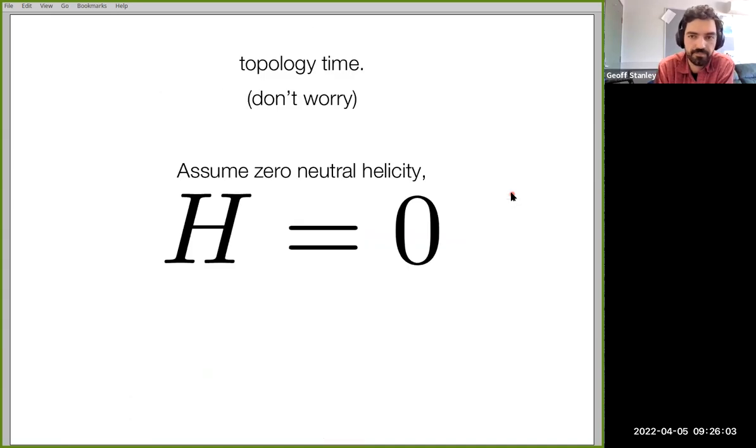Okay, so now we're going to get into the topology. It's actually very simple in terms of the topology that we use, and I'll explain it all with pictures. So if you've never even heard the word topology, that's okay. You can still follow along. So to make theoretical progress, what we're going to do is assume that the helicity is 0. So if you remember, helicity was the thing that said when helicity is non-zero. Oh, maybe I didn't say this actually. May have cut that slide.